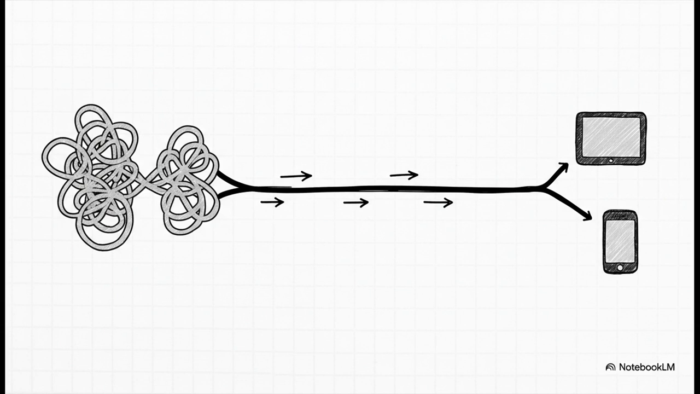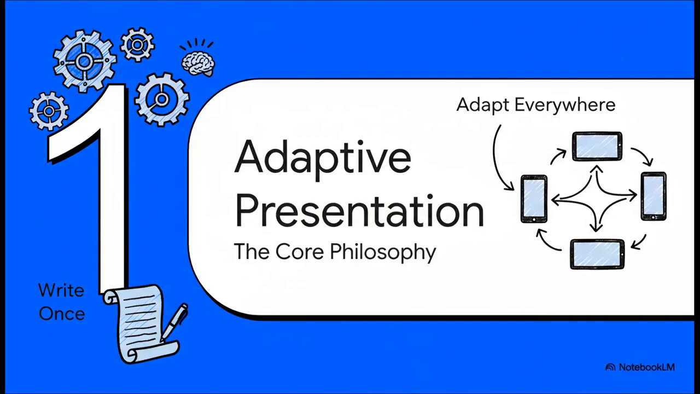Imagine it. One code base for all your devices. This isn't just some developer fantasy. It's actually the core philosophy of modern iOS development. And this whole philosophy, it has a name. It's called adaptive presentation. And it's not just a feature. It's really a whole mindset. The idea is simple. Write once, adapt everywhere. It's all about letting the system itself do the heavy lifting for you.